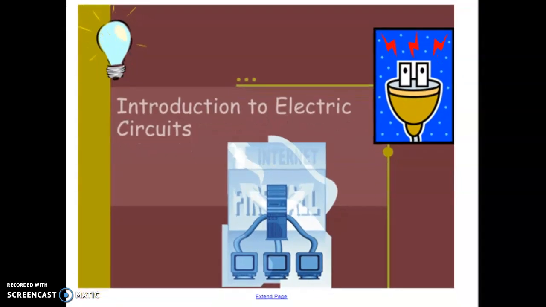Okay, so we're going to step away from static electricity and now move into looking at current electricity or electric circuits. So this first part today is going to be kind of an introduction to circuits, kind of what are the different components that have to be part of a circuit for it to work, and then we'll talk later on about how electrons are actually flowing.